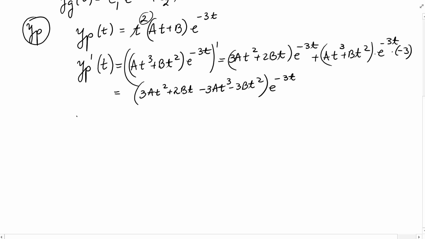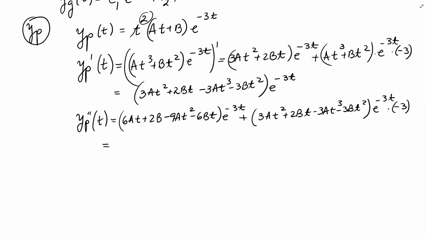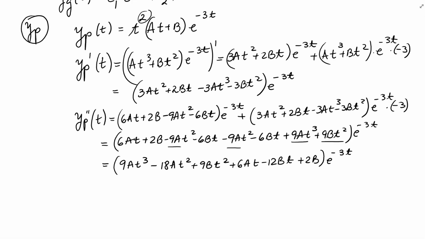Now let's do the second derivative. We get (6at plus 2b minus 9at squared minus 6bt) times e to negative 3t, plus we copy the parentheses (2bt minus 3at cubed minus 3bt squared), and then we differentiate the exponential, which is e to negative 3t times negative 3. We do a little bit of algebra and we end up with this. I did all the computation, factored out e to negative 3t, and then added like terms.